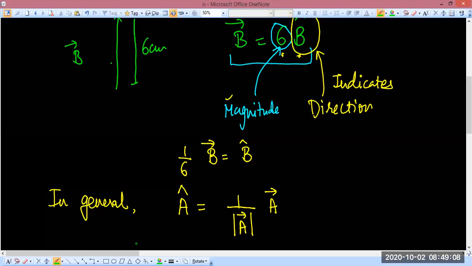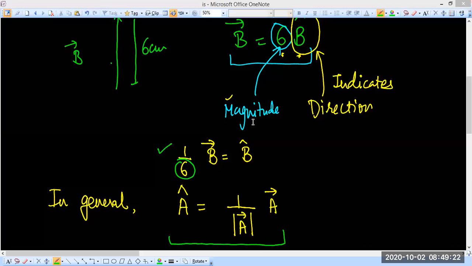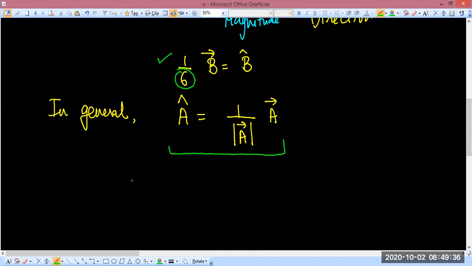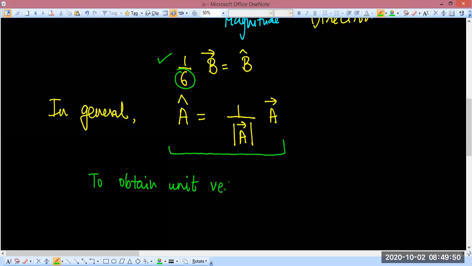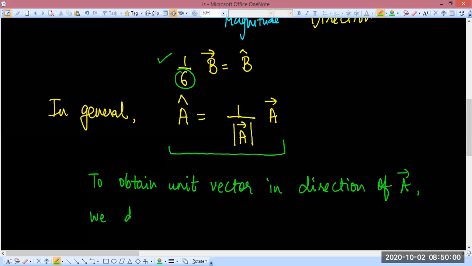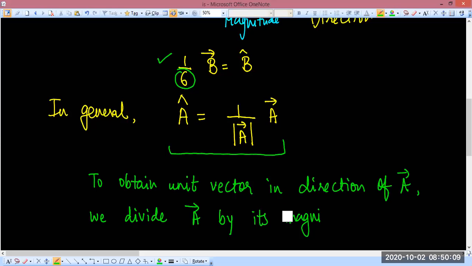Do you identify with this? This is written for B. This is magnitude, isn't it? Have a look at this formula. Please remember this, everyone. I can also say this in words. To obtain the unit vector in direction of a vector, we divide the vector by its own magnitude. Do you understand this sentence?